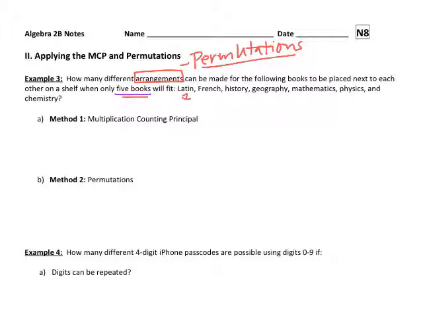Only 5 books are going to fit. Well, how many books do we have? There's a Latin book, a French book, history, geography, math, physics, and chemistry. So we have a total of 7 books, but we can only choose 5. We only have 1 of each type of book, so we can't have any repeats. So that's a good thing to note. There's not going to be any repetition. And we know that order does matter. So these two things lend themselves to using permutations.